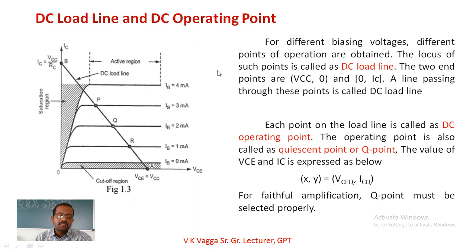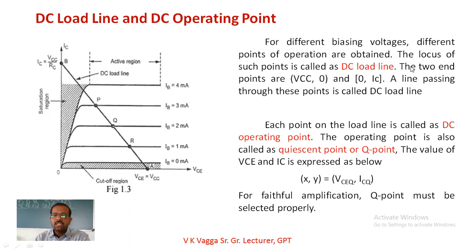I said in the previous class that biasing voltages have to be applied in order to operate the transistor as an amplifier. If the biasing voltage changes, different points P, Q, R, etc. appear, which are called operating points. If you draw a line through these points, that itself is called the DC load line. So the locus of such points is called the DC load line.